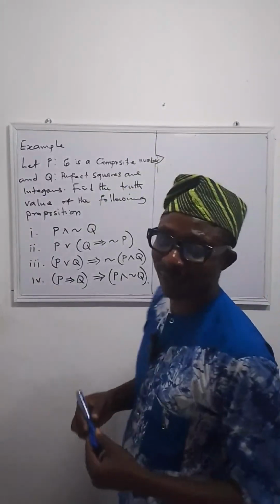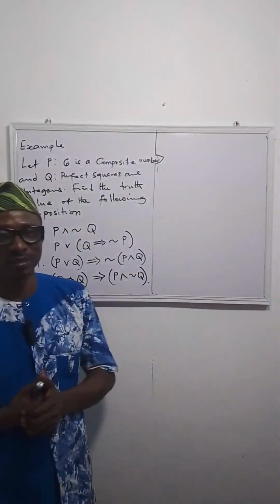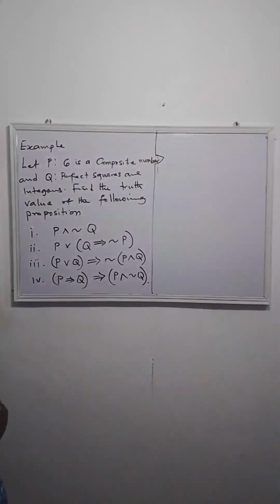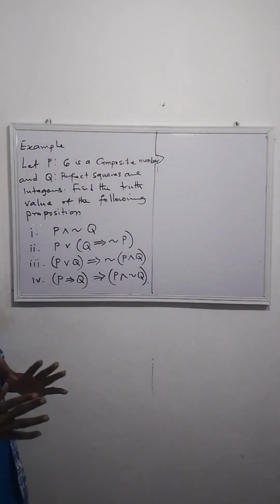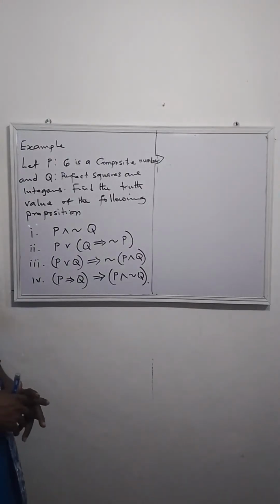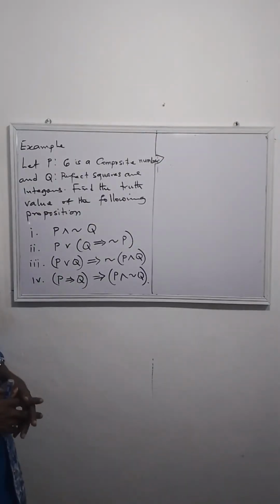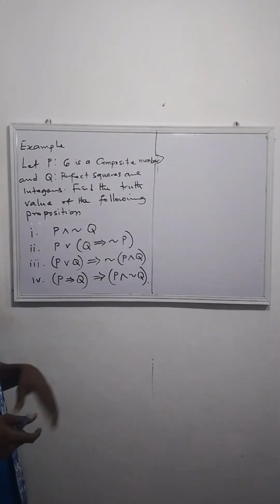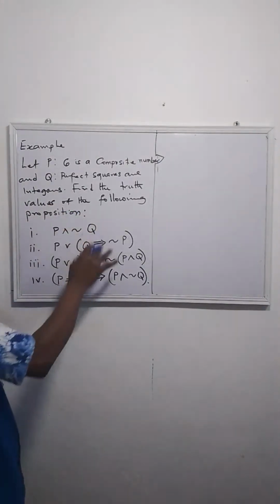All right. Okay, so now let's look at this question under logical reasoning. Let P be the statement "6 is a composite number" and Q be the statement "perfect squares are integers." You have to find the truth values of the following proposition. So we want to find the truth value of this.